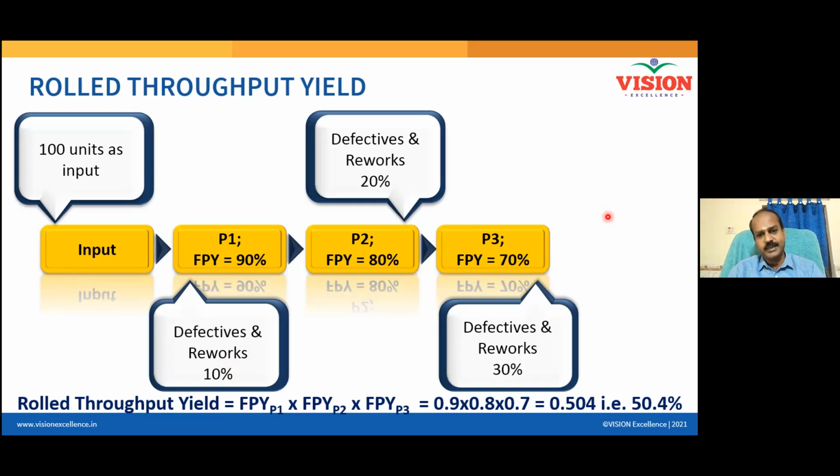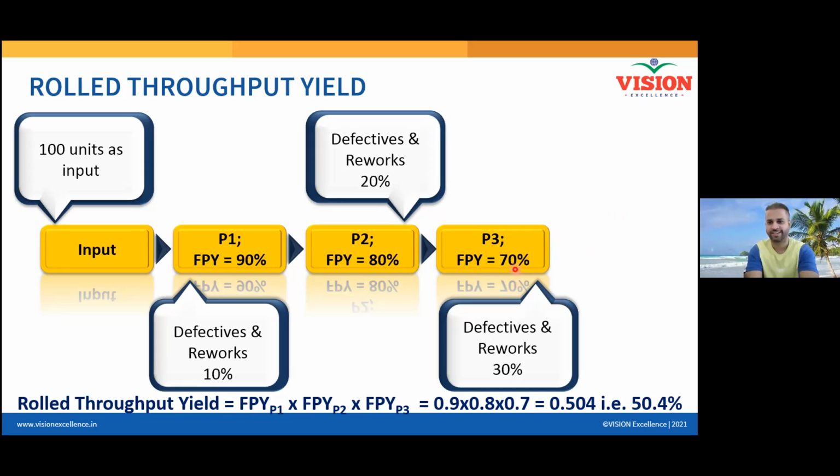Now, can somebody tell me what will be the net yield or overall yield on the right side? How many products might come out? Can somebody tell me? 100 is the input. Now, how much will come out here on the right side? 70? 70. So it will be a multiplication as it's written there, 50.4.